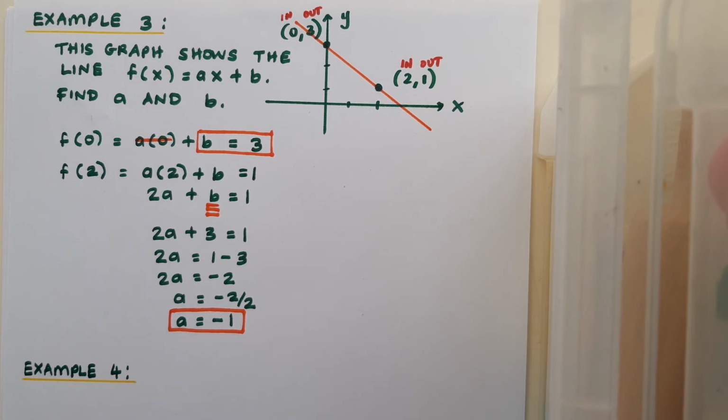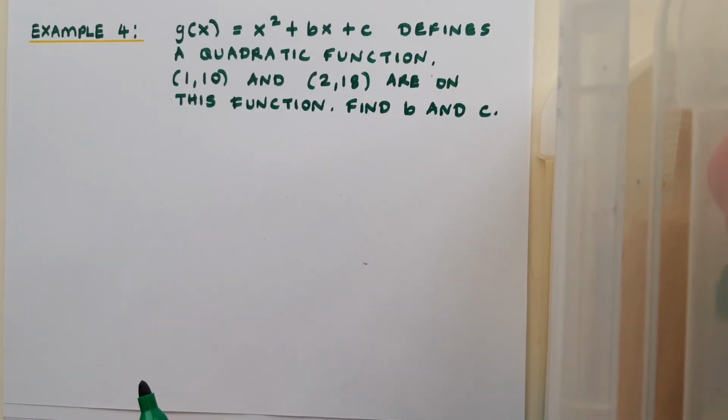Let's look at one more example. So this example says that g of x equals x squared plus bx plus c, and this defines a quadratic function. Think for a moment what a quadratic looks like.